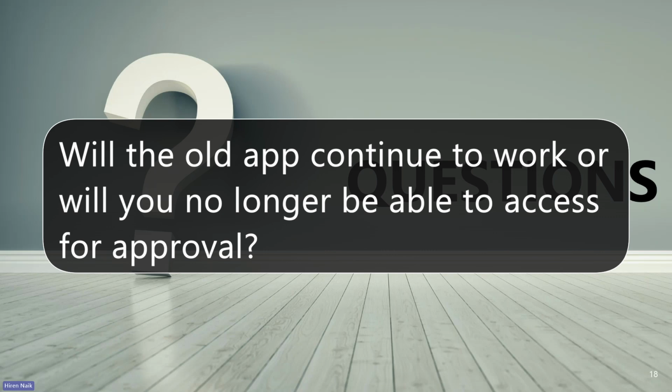And then there is another question. Will the old app continue to work, or will you no longer be able to access it for approval? I believe the question is around the mobile workspace. As Mathieu mentioned in one of his slides, the mobile workspace is considered deprecated, and we are going GA with this new app next week. So you should plan to migrate to the new app as soon as possible if you are using the old mobile workspace. It will be out of support starting October 24, so we will not recommend using the application after October 24.